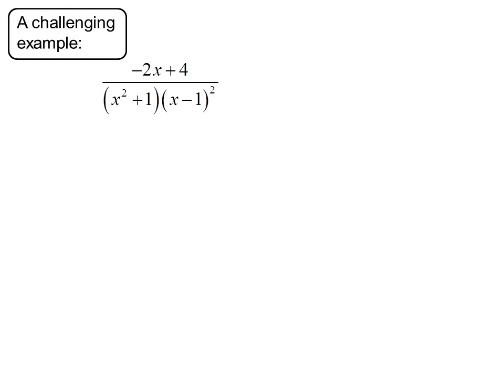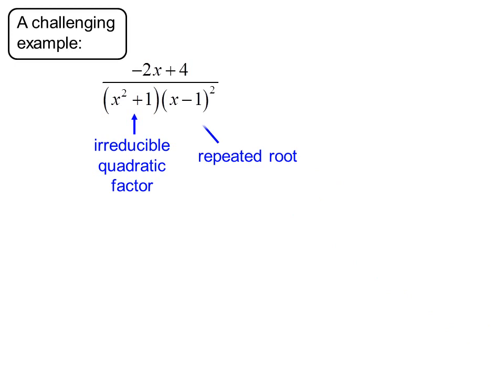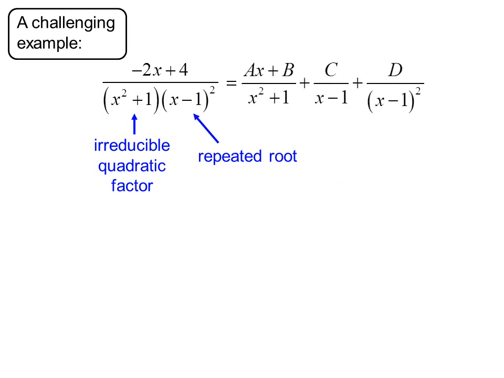Here's a challenging example. I have negative 2x plus 4 over (x squared plus 1) times (x minus 1) squared. This contains an irreducible quadratic factor and repeated root. So when we expand, it would look like this: (ax plus b) over (x squared plus 1) plus c over (x minus 1) plus d over (x minus 1) squared. We have a first degree numerator.